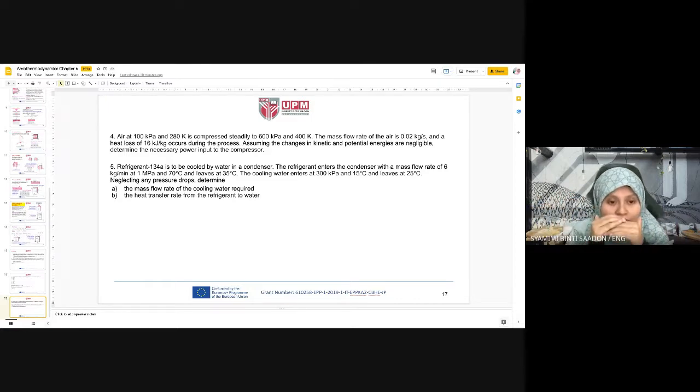And the water is going to get warmer, going from a colder temperature to a warmer temperature. So we use water to cool down the refrigerant inside the cycle, inside the condenser.